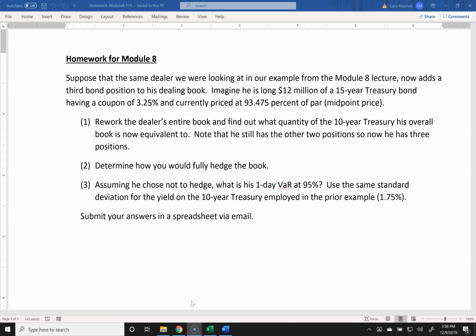So in this video, we'll take a look at the answers to the homework for Module 8, dealing with bonds. Throughout the class lecture, we were working with a dealer and we had several bonds in the portfolio, and we sort of examined that and looked at how the bond dealer could hedge any risk.